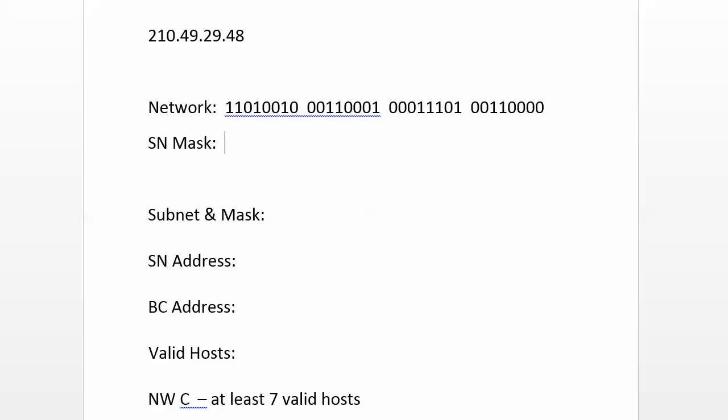Now network C wants at least 7 valid hosts. So what's the tightest mask I can use and give them 7 valid hosts? 2, 4, 8. Can't do it though. Can't do it with 3 bits because while 2 to the third power is 8, you got to subtract those 2 invalid addresses and that's going to give you a 6. So that's not going to be enough. We have to go the 4-bit route one more time. At least one more time.